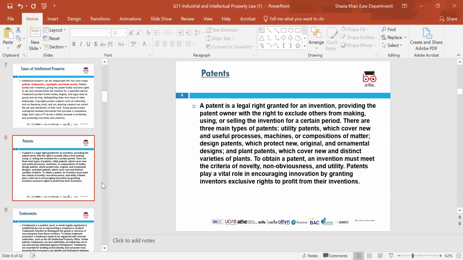Normally, a patent gives you the right to stop others from copying, manufacturing, selling, or importing your invention without your permission. So it's one of the main ones and the most important one.